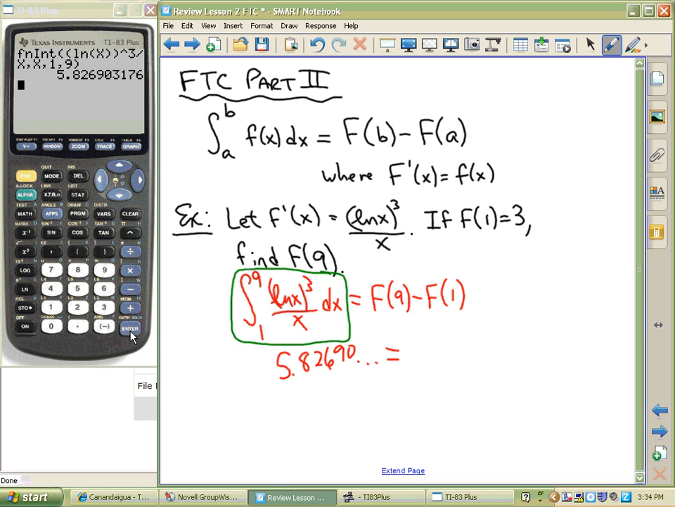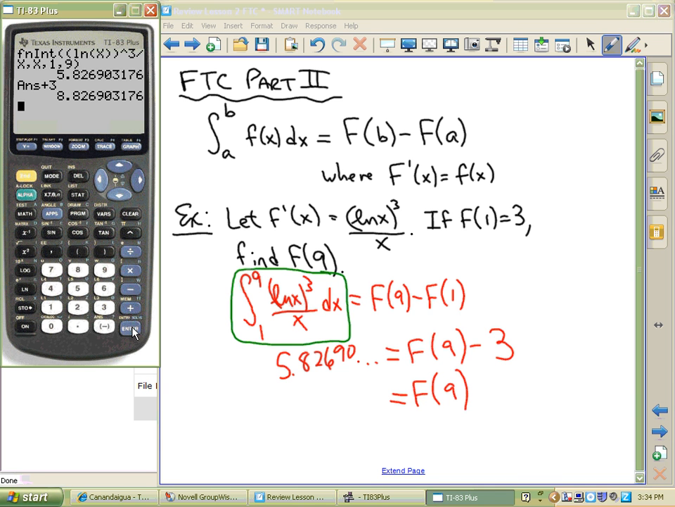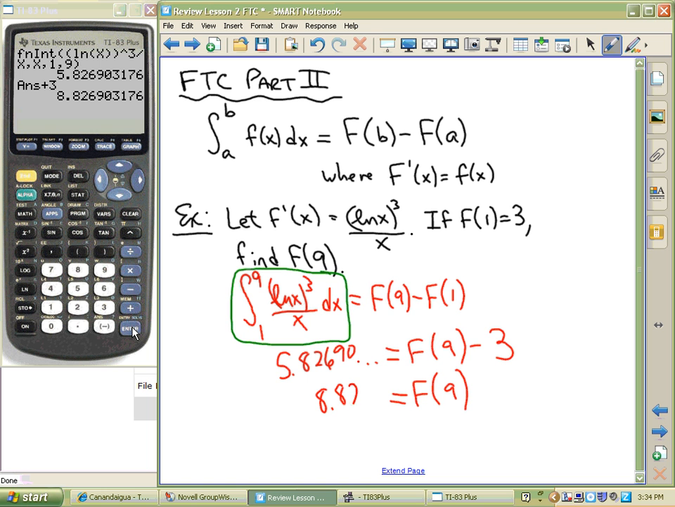5.82690 whatever is equal to capital F of 9 minus 3. And so capital F of 9, we just add 3, and we round to 3 decimal places. And we've got it. Remember that the fundamental theorem is one of those things that helps us keep track of area accumulation. By integrating, we keep track of all of the rates of change from 1 to 9.